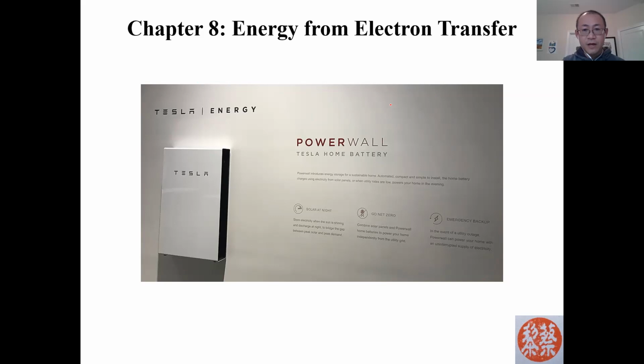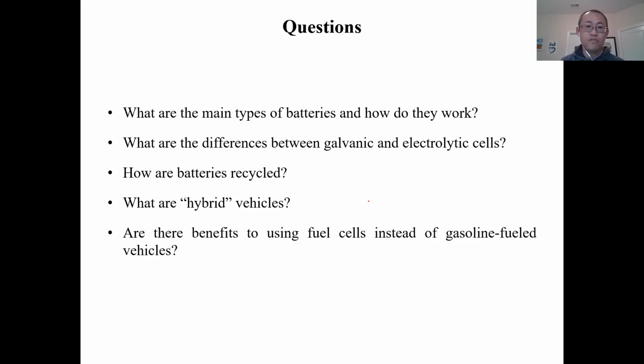So the same in this chapter. First, we want to go over some questions we want to ask throughout the chapter. First is, what are the main types of batteries and how do they work? And what are the differences between galvanic batteries and electrolytic batteries? So different types of batteries.